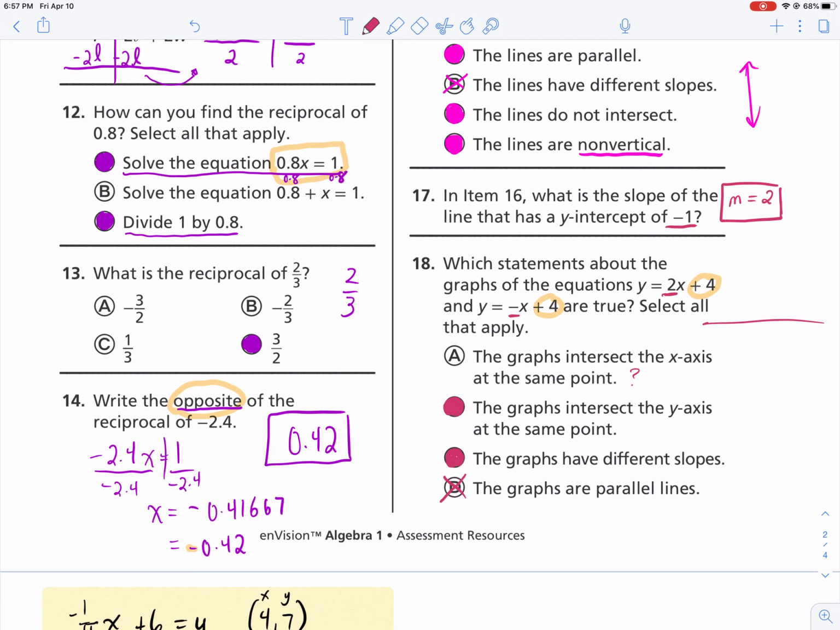So you could go through and graph it. If you were up here at 4 and you looked at this first one right here, you'd say, all right, I'm going to go up 2 and over 1, up 2 and over 1. It's going to look something like so. And then if I was at 4 again, but I was going to go down 1, right 1, down 1, right 1, down 1, right 1, I start to see they do not intersect the x-axis at the same point, so it cannot be A.